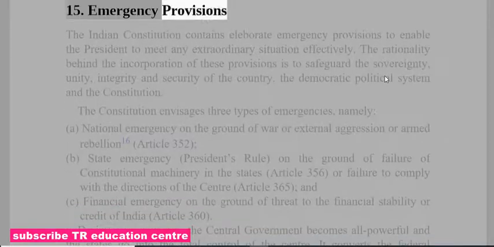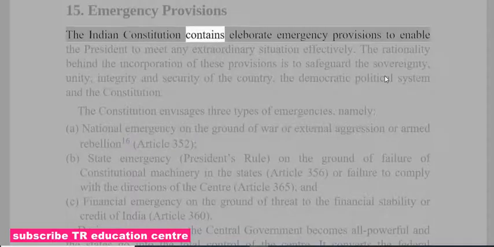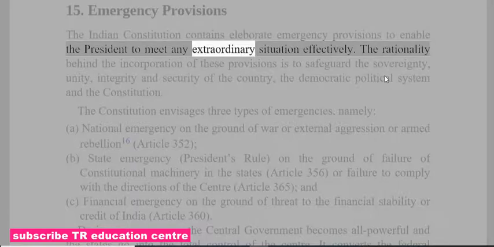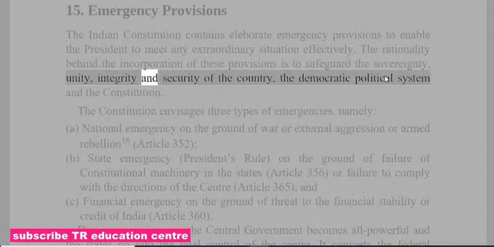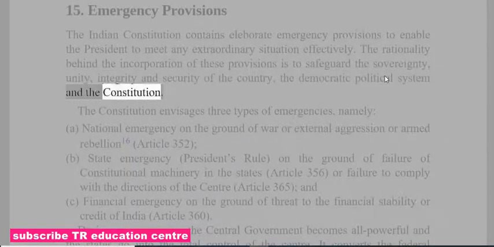15. Emergency provisions. The Indian Constitution contains elaborate emergency provisions to enable the President to meet any extraordinary situation effectively. The rationale behind the incorporation of these provisions is to safeguard the sovereignty, unity, integrity and security of the country, the democratic political system and the Constitution.